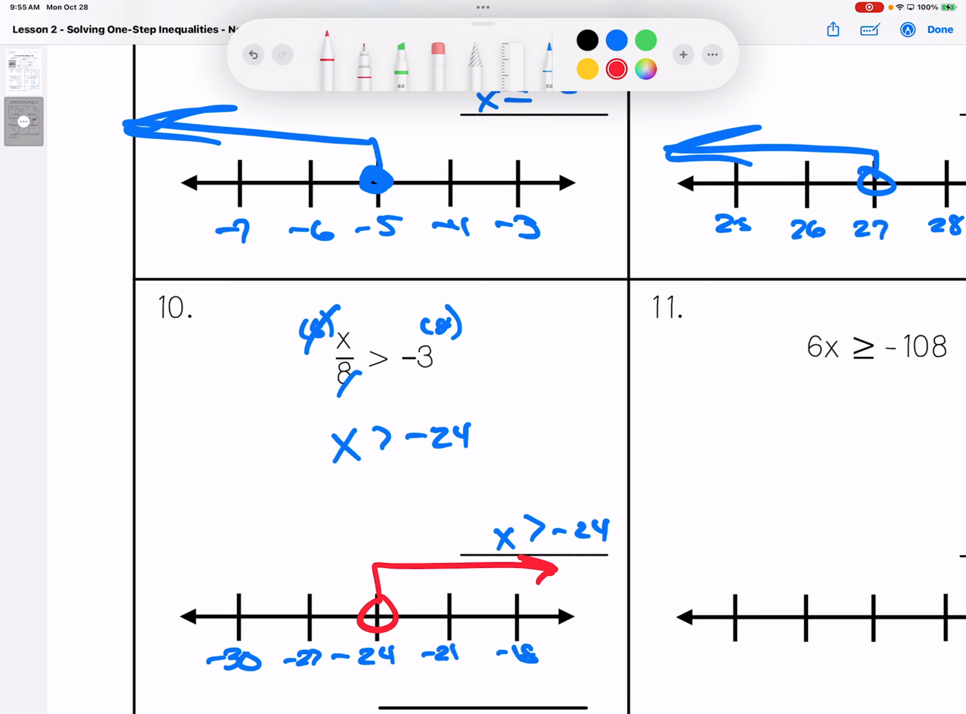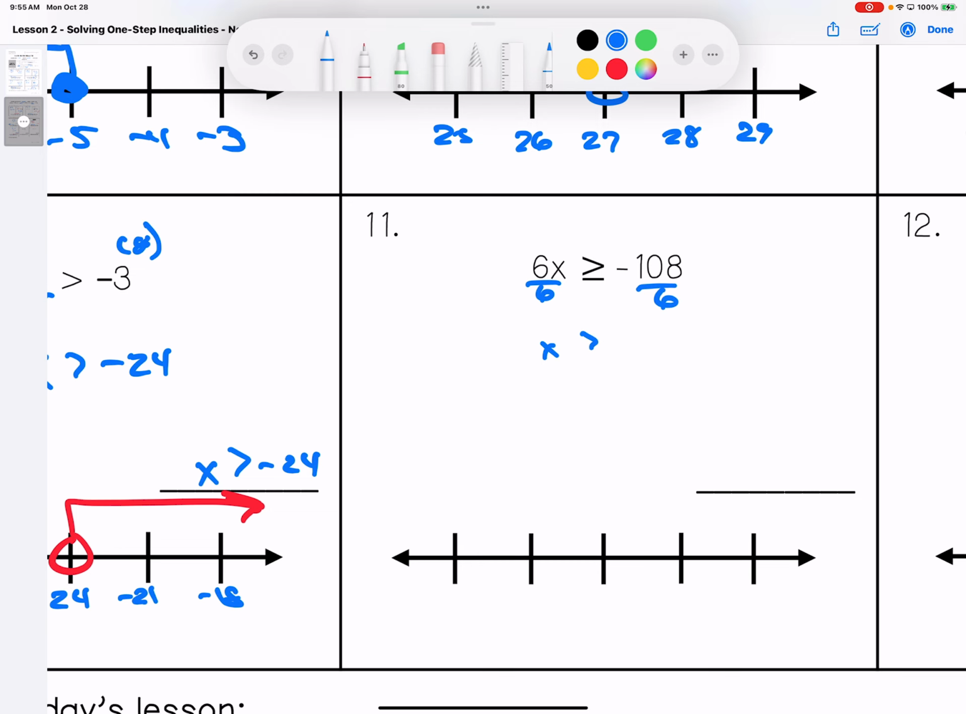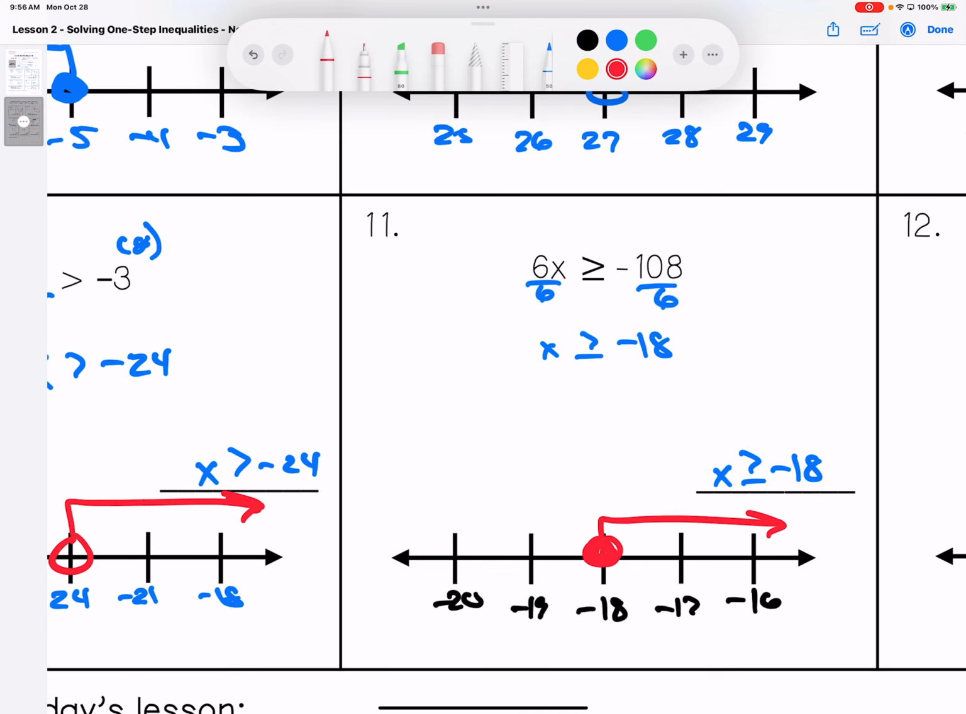Number 11, I'm going to divide by 6. X is greater than or equal to negative 18. The sign did not flip there. You did not divide or multiply both sides by a negative. It was only one side. And that's because the negative was already over there. So I'm going to go ahead and put my numbers here. This time I am going to count by ones. So that's to keep you guys on your feet. It's going to be a closed dot on negative 18, and it's all numbers greater than.